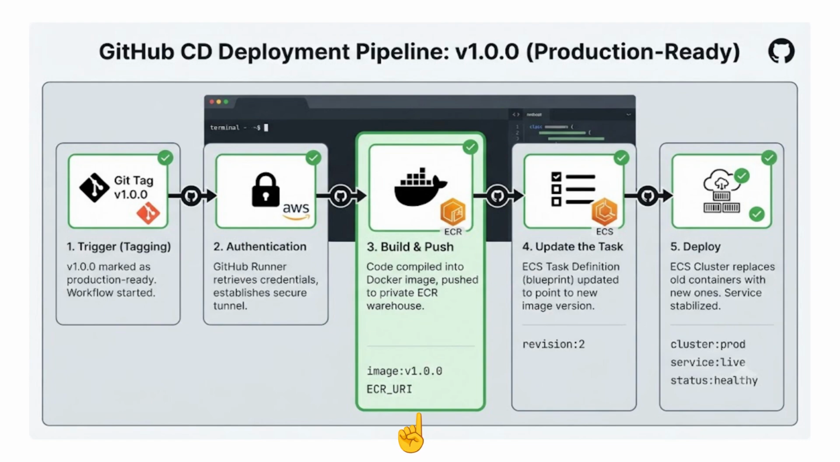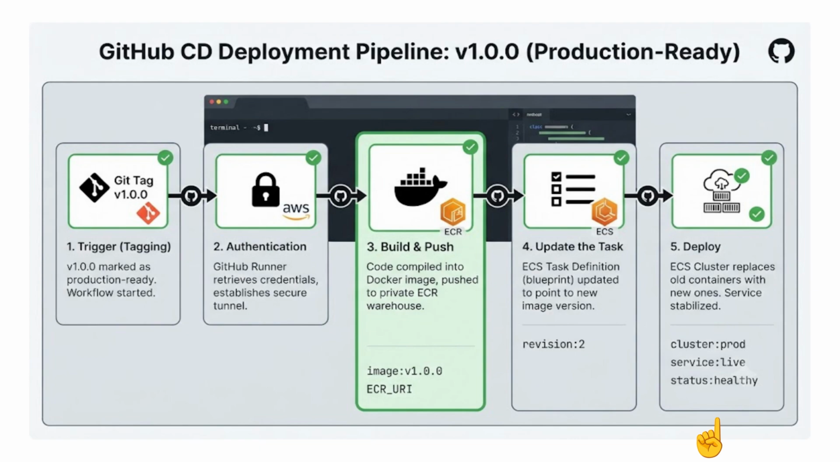Step 3, build and push. We compile your code into a Docker image, essentially packaging your app and all its dependencies. We push the image to ECR, or the Elastic Container Registry, which is essentially our private warehouse for application versions. Step 4, update the blueprint. Now we update the task. We tell AWS, use the new image we just uploaded. We update the ECS task definition. Think of it as your app's blueprint, updated to point to that specific new version.